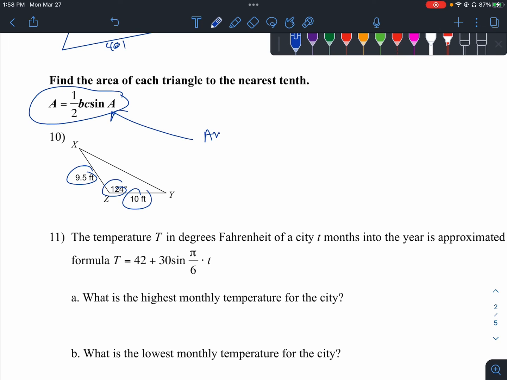So the area is going to be equal to 1/2 of one of your sides. So we'll say 9.5, and then the other side, multiply those together. It doesn't matter which order, and then sine of the angle in between them, which is 124. So you just punch that into your calculator, and if you do that, you'll get 39.4 feet squared.